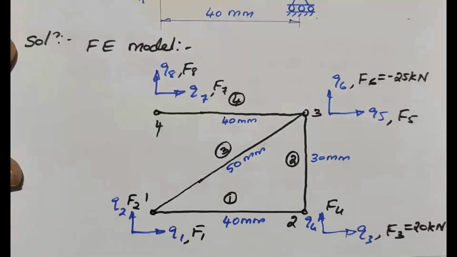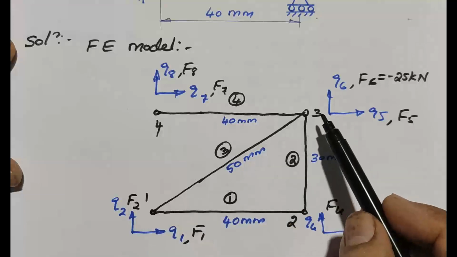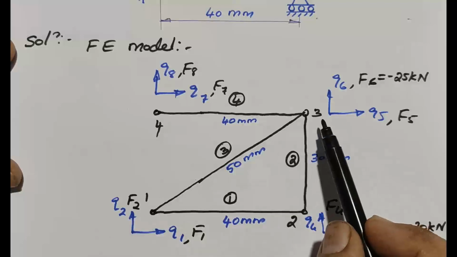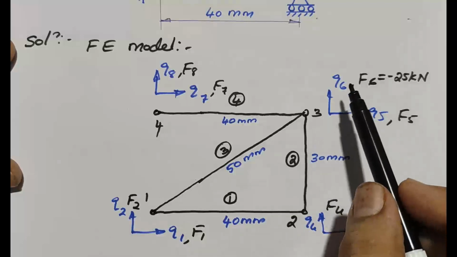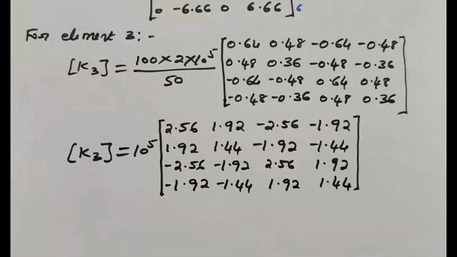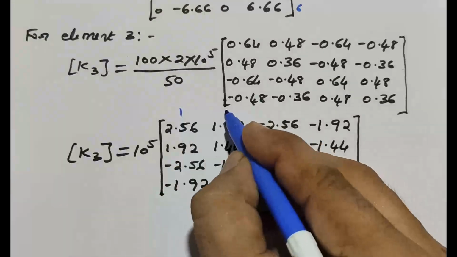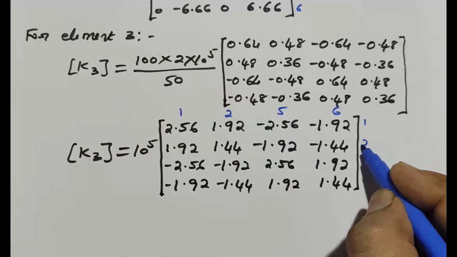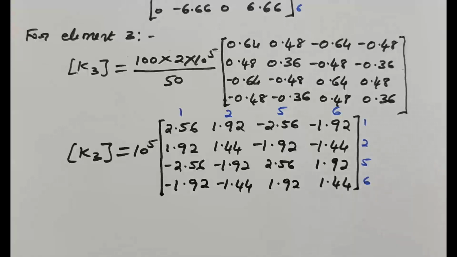Next is numbering. See here, element number 3 connects node number 1 to node number 3. At node number 1, the displacements are Q1, Q2. At node number 3, the nodal displacements are Q5, Q6. So numbering will be 1, 2, 5, 6. So here numbering 1, 2, 5, 6. Here also 1, 2, 5, 6.